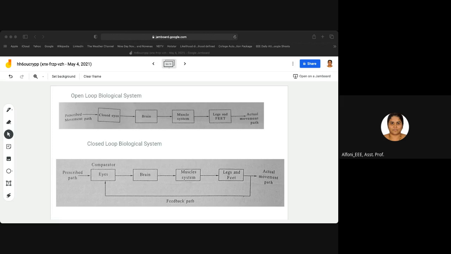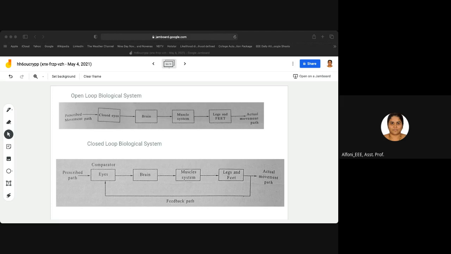Now, let's see the same example with the closed loop. If a man is walking on a prescribed path with the eyes open, the actual path of movement is compared with the prescribed path through the eyes, and the error is detected. The error is transmitted to the brain, which senses the error and operates the muscle system in such a way that the legs and the feet move on the prescribed path.